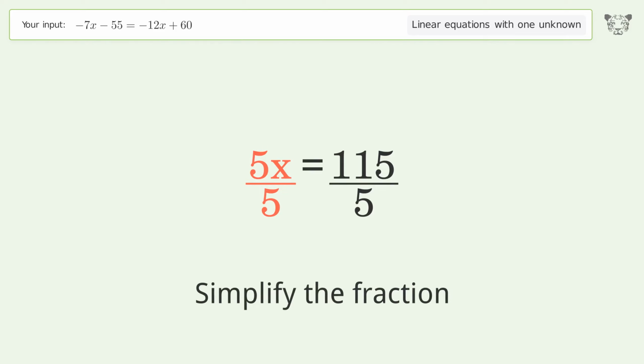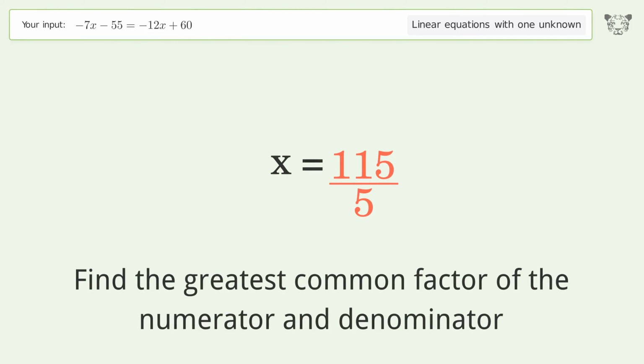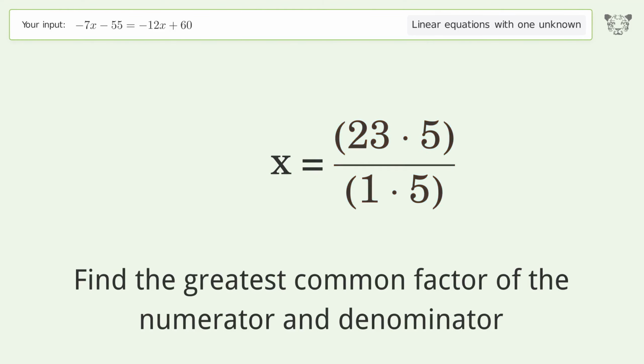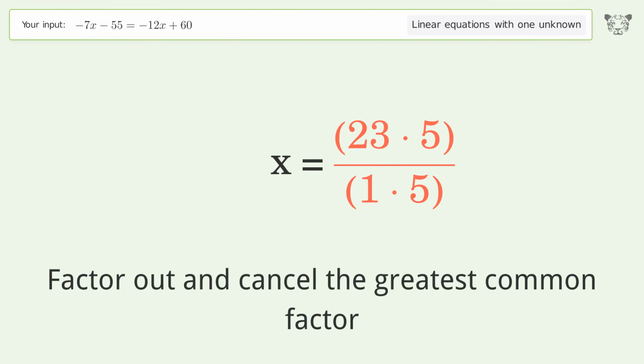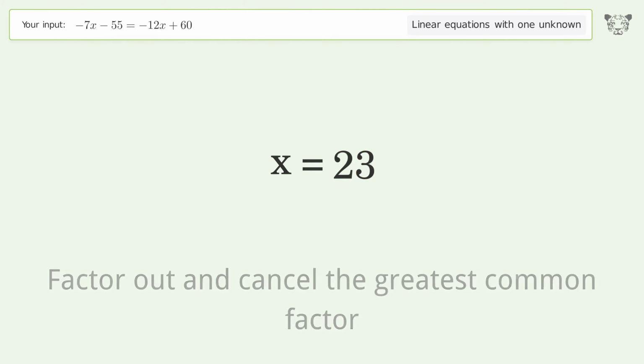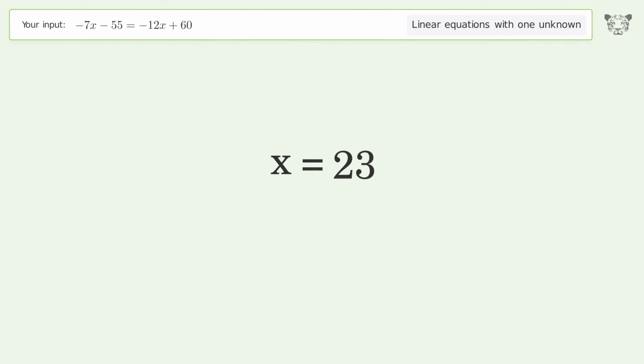Simplify the fraction. Find the greatest common factor of the numerator and denominator. Factor out and cancel the greatest common factor. And so the final result is x equals 23.